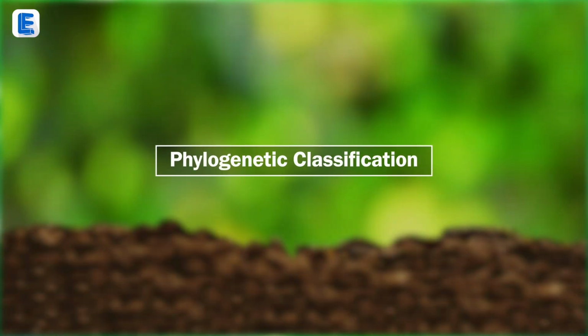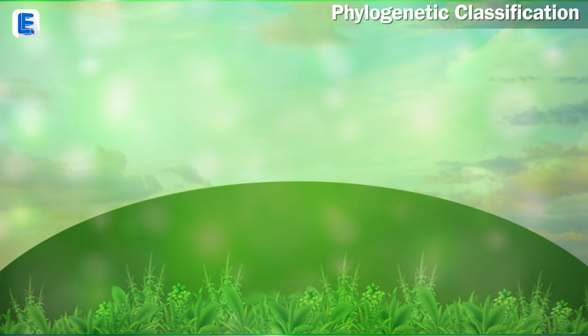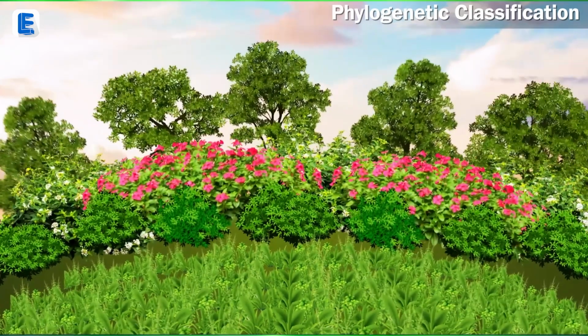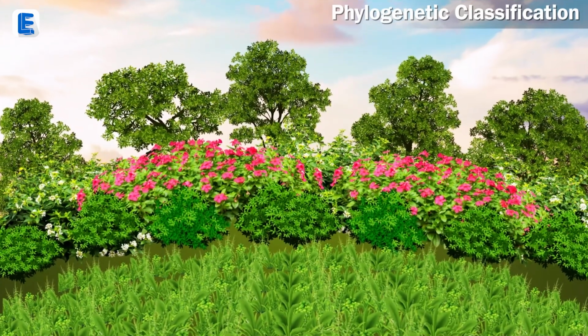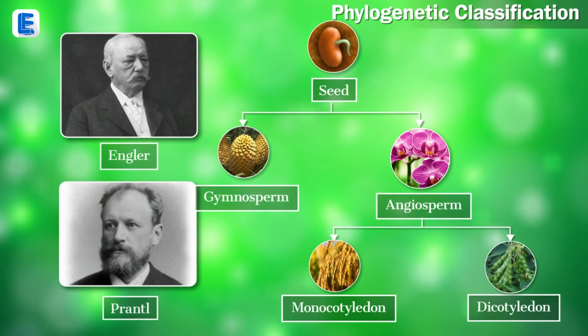Phylogenetic classification. The classification of plants by generally considering their evolutionary relationships and evolutionary patterns is called phylogenetic classification. Example: Engler and Prantl system.